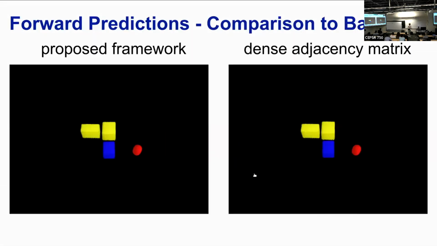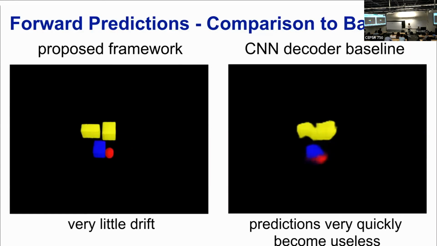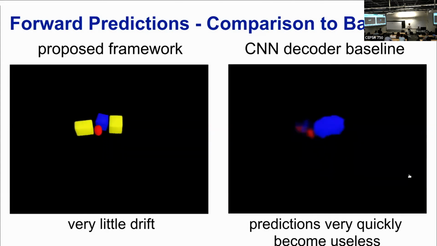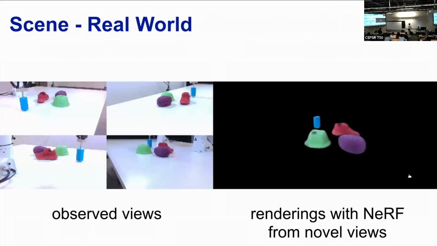Okay, and one big reason for this is actually this adaptive way the adjacency matrix is estimated from the neural radiance field. As you can see here on the right, we have a dense adjacency matrix, and on the left, it's our proposed framework. You can see there's much more drift in the system. And these are still boxes, yeah. And this is now a baseline, a CNN decoder baseline, the same one as Yunzhu was using, and this became blurry very quickly.